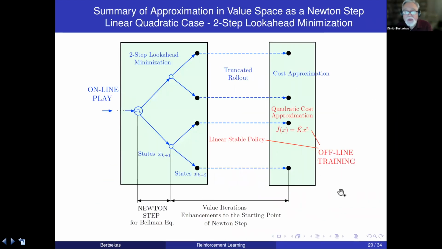Okay, coming back to this figure. Are there any questions?